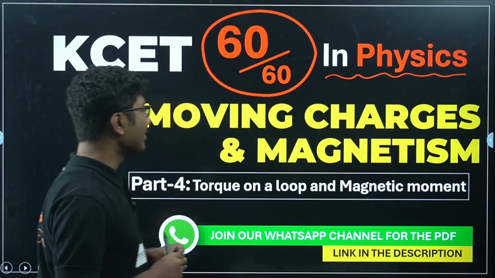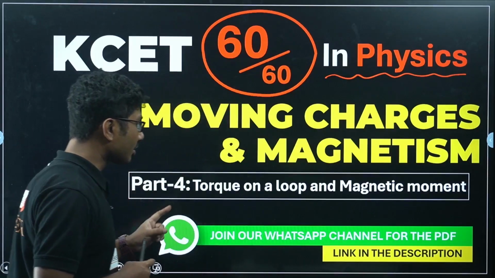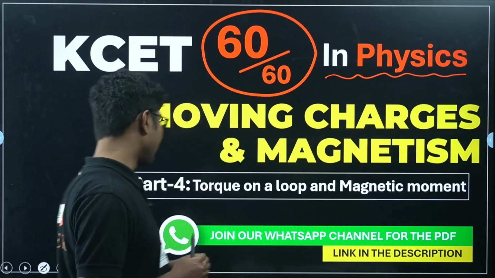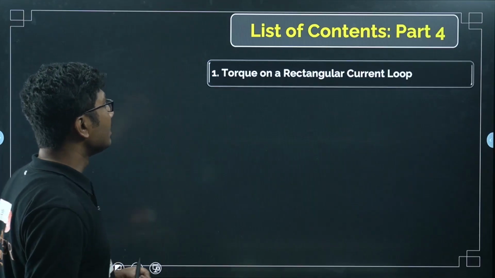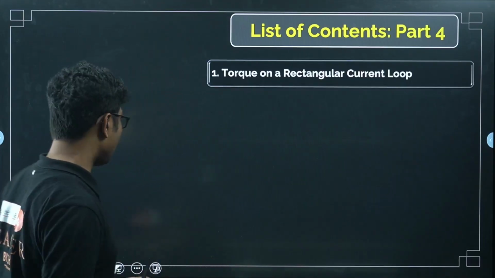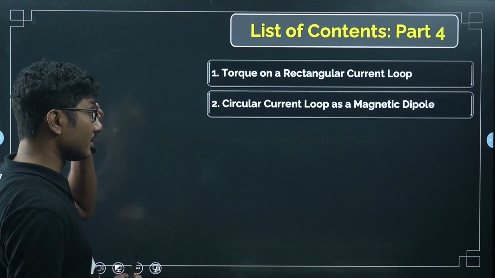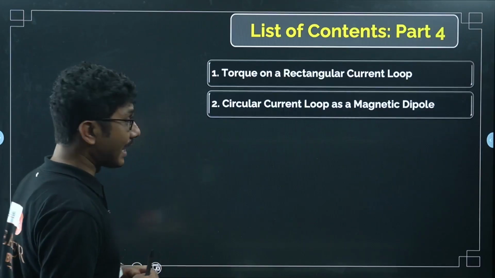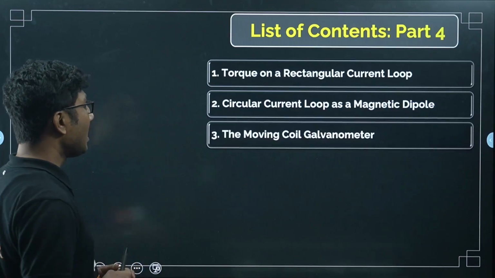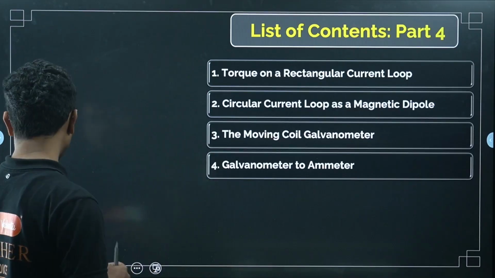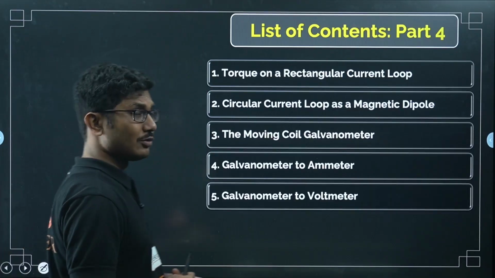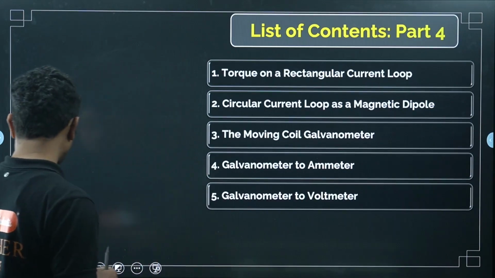Now, let's start with today's topic, torque on a loop and magnetic moment. Let's start with all the details that we are going to study today. We will start with torque on a rectangular current loop, very important concept. Then circular current loop as magnetic dipole, another very important concept. Then moving coil galvanometer. Then galvanometer to ammeter and galvanometer to voltmeter. These will be our topics of discussion today.